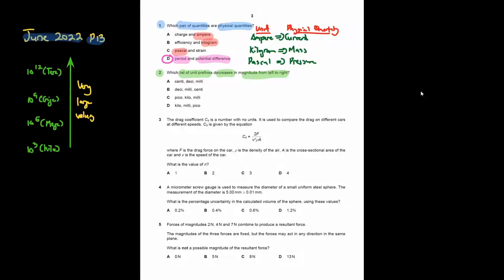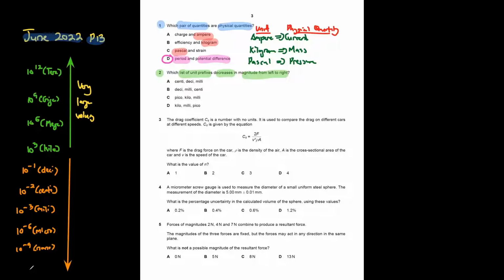But what about for very small values? So if we are talking about very small values, we look at it like this. For very small values, you would have 10 power minus 1 for deci, 10 power minus 2 for centi, 10 power minus 3 for milli, 10 power minus 6 for micro, 10 power minus 9 for nano, and lastly 10 power minus 12 for pico. Okay, so these are actually for very small values.